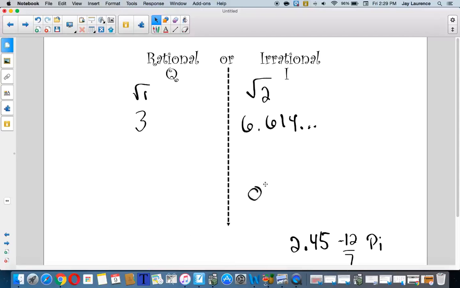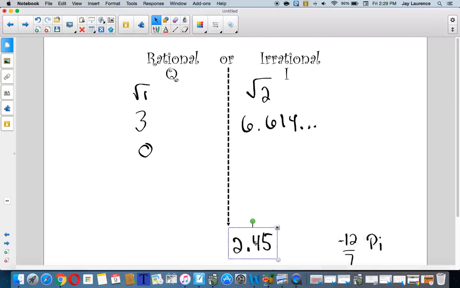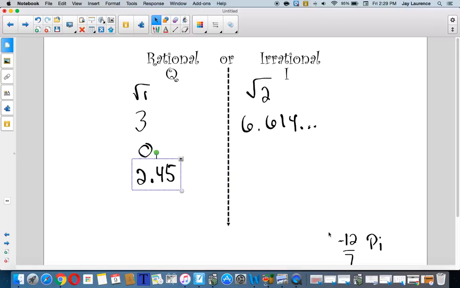This funny looking thing here is a 0. Is 0 rational or irrational? It's like we're at the eye doctor, you know, number 1, number 2. It's rational. It's a whole number. Whole numbers are rational. Okay, 2 and 4500ths is a decimal that terminates, it ends, it got cut off. Decimals that end, decimals that terminate, rational.